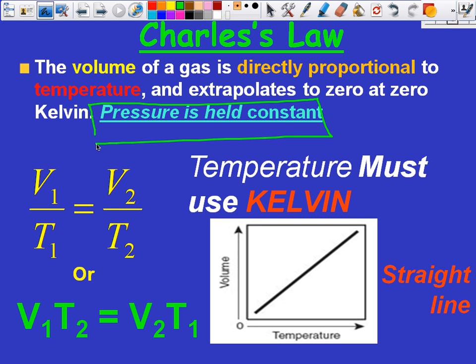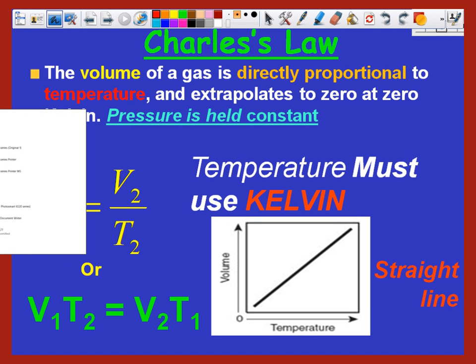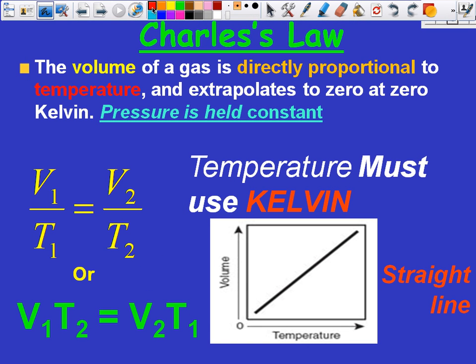Well, guess what happens? That throws your tricky T's back into play. If you like divisional problems, you can use that. I'm fully okay with that. However, again, I don't recommend it. I recommend your V1 T2 equals V2 T1. Again, it's your tricky T's. They're playing with you here, okay?